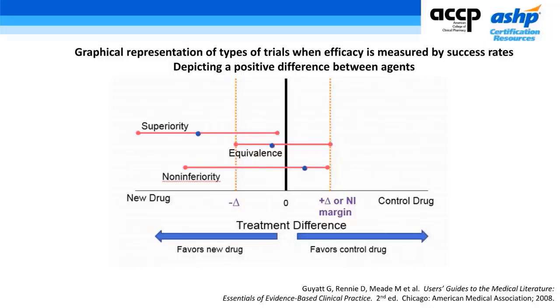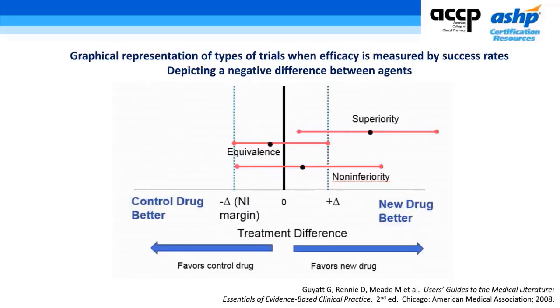And so this graph, because the right-hand side of the confidence interval for non-inferiority does not cross that positive non-inferiority margin, the two treatment groups are non-inferior. So the new drug would be non-inferior to the control. This graph is showing the opposite of what I just described. So it's depicting the negative difference between agents. And again, we see that the non-inferiority confidence interval does not cross over the dotted line on the left. So the negative non-inferiority margin, indicating the new drug is non-inferior.